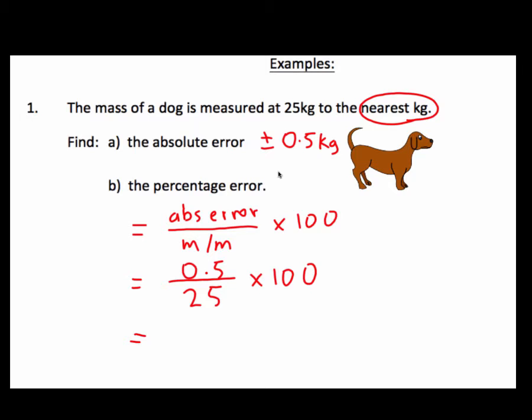Right, so that calculates out at 2. So 2%. So the 2% is our percentage error for the dog, and that's much less than the error that we had for that pencil. So the measurement of 25 kilos is a much more accurate measurement for this dog than the 4 centimetres was for our pencil. So that way we can compare.